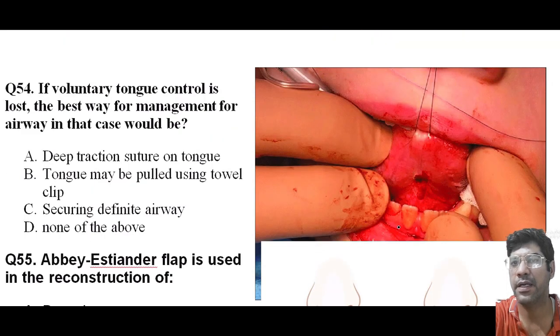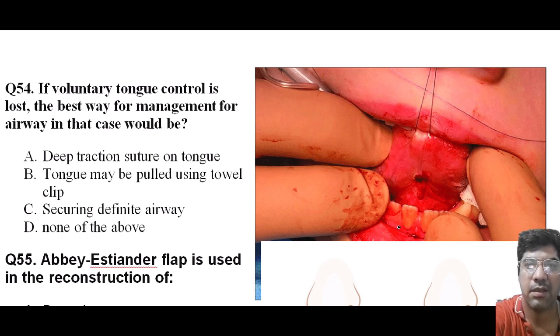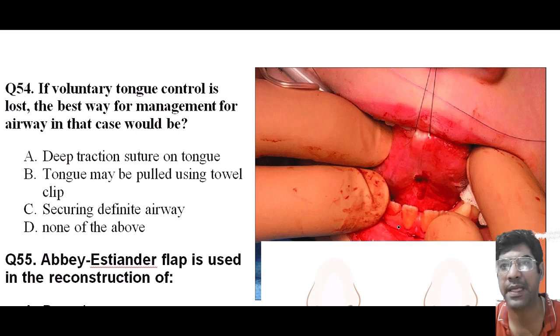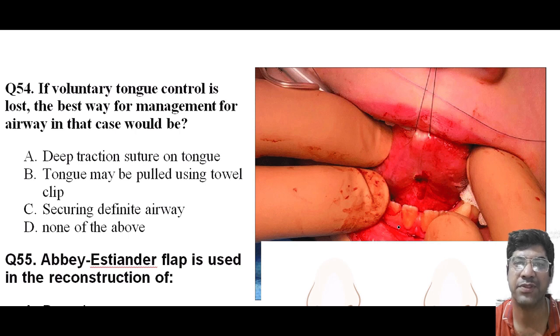If the voluntary tongue control is lost, what would be the best way for management of the airway in that case? When the voluntary tongue control is lost and there is risk for airway compromise, the best management is to secure a definitive airway. Ensuring a stable and secure airway is our priority in a situation where tongue control is lost and there is risk for airway compromise.